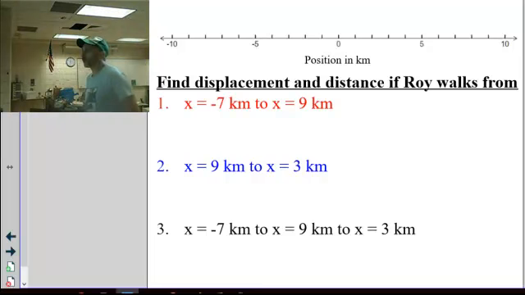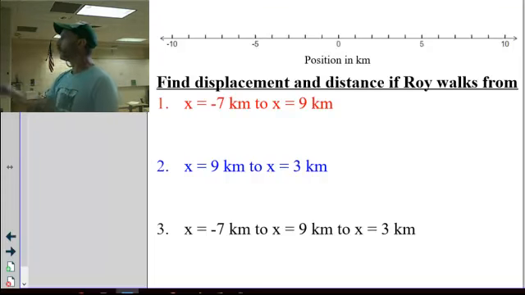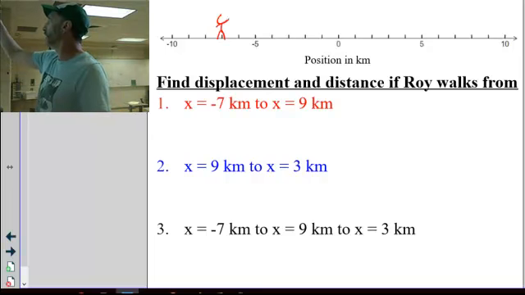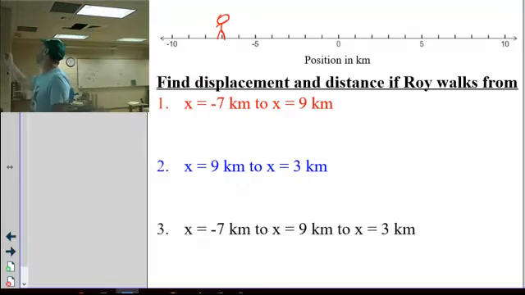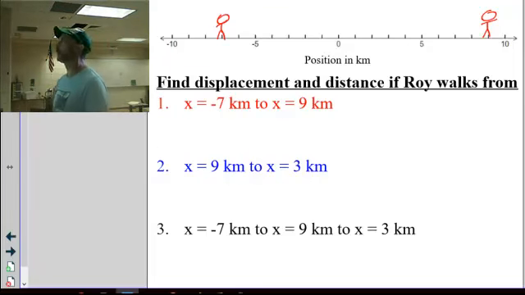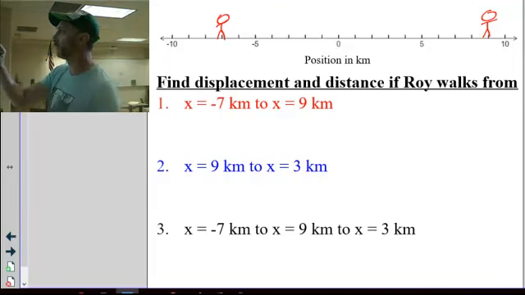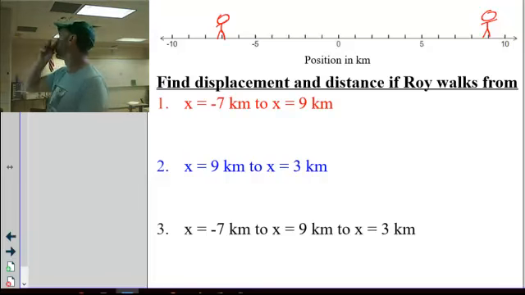Now what we're going to do is find the displacement and the distance that Roy undergoes if he walks from, and I've given you some positions. For number 1, Roy's going to start here at a position of -7, and then he's going to walk all the way over here to a position of 9. We've already done an example like this. I am color coding here: problem number 1 is in red, so I'm drawing in red.